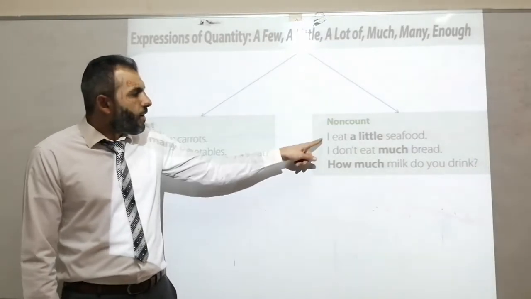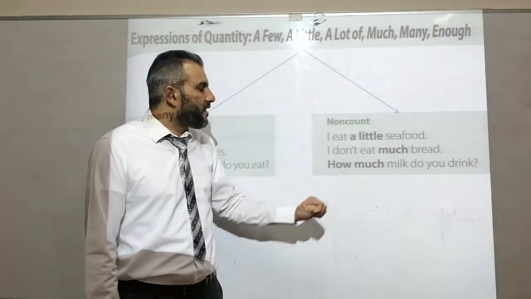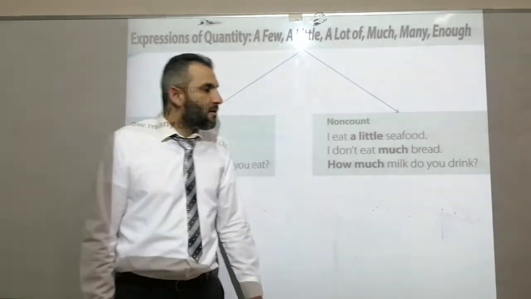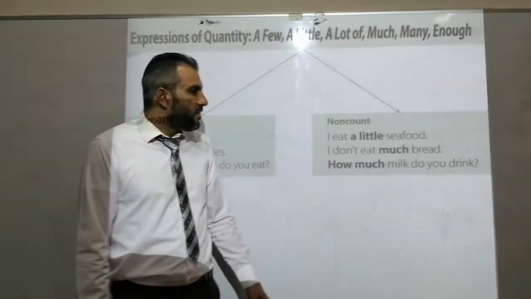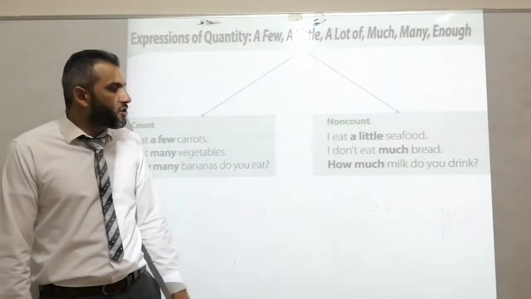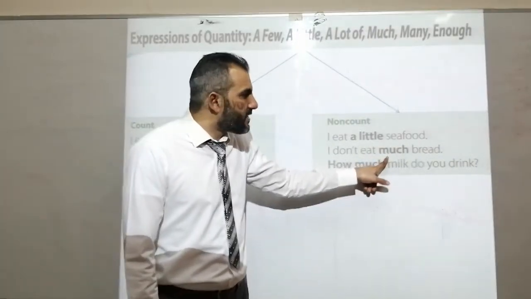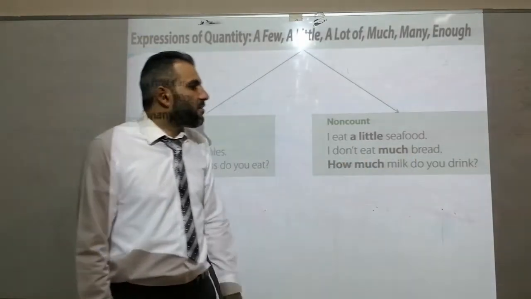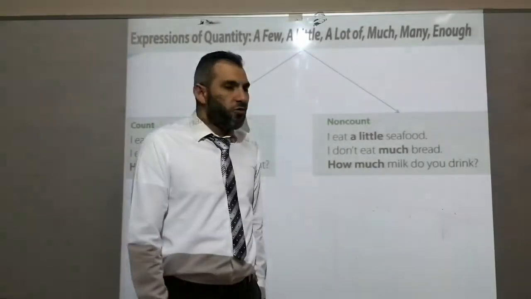For example, I eat a little seafood. Here we use a little because we have seafood. Seafood is an uncountable noun. I don't eat much bread. Here we use much, because bread is an uncountable noun.